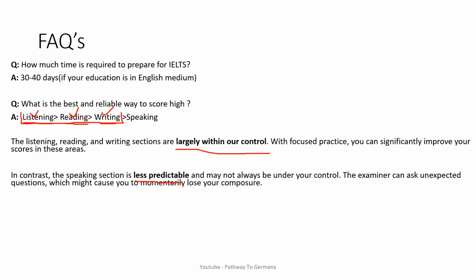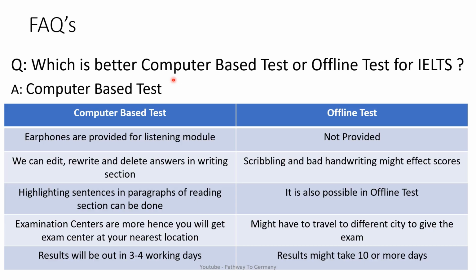Because when you're writing, you might commit a lot of grammatical errors, or you might make typing mistakes or whatnot. Which one is better? We have both approaches, right? One is the computer based test, or you can also attempt it offline. It's a case to case scenario. Some people might find it comfortable going for a computer based test, some people find the offline test more comfortable. But when you compare the advantages and disadvantages of both, you can decide for yourself.